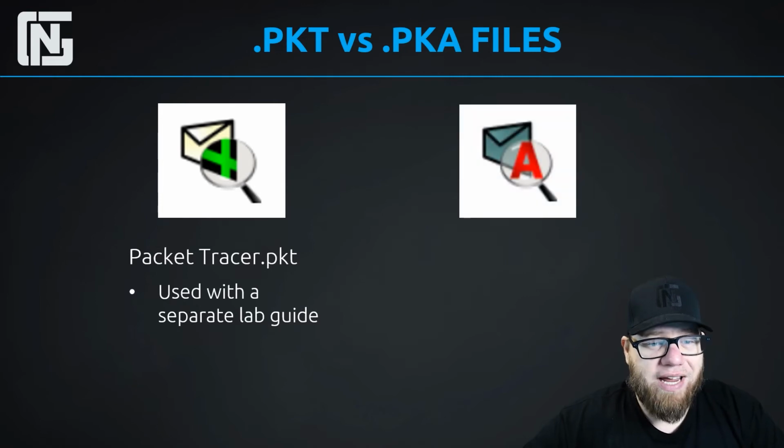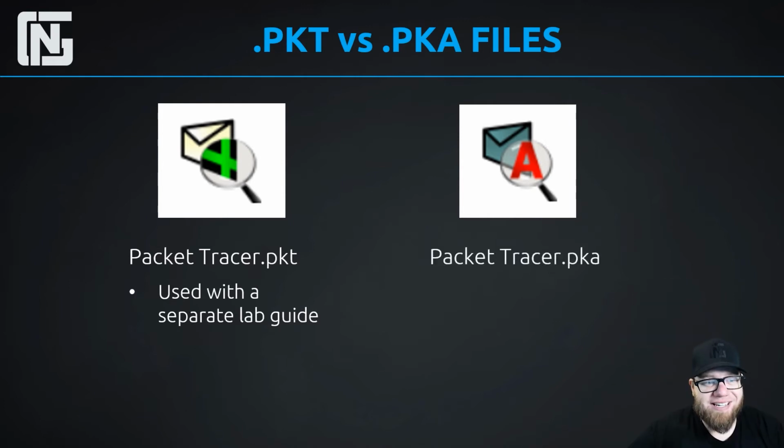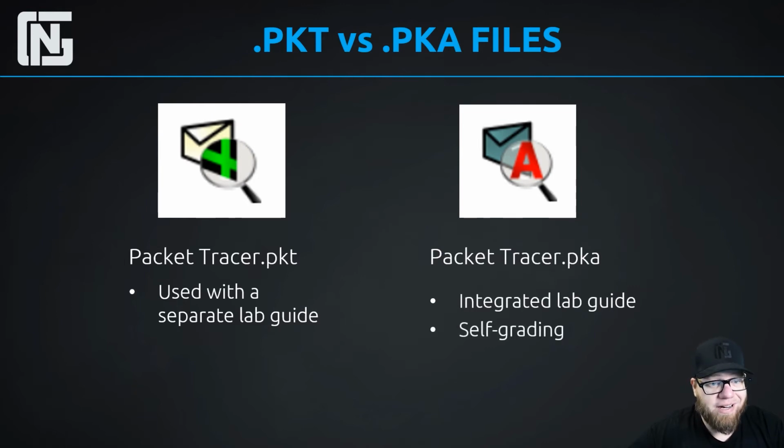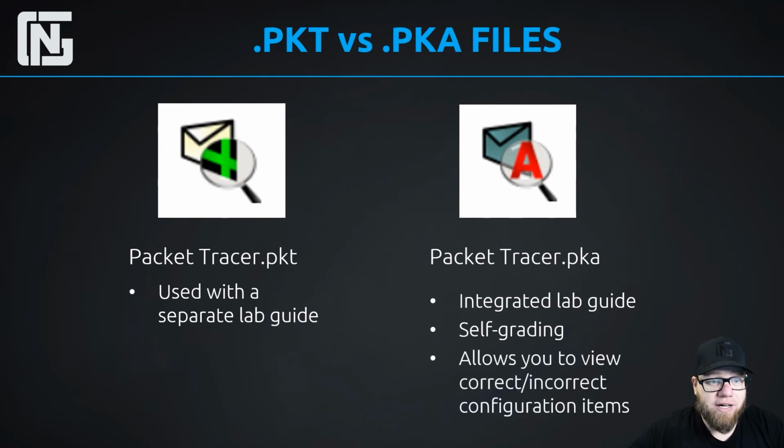PKA files have a gray envelope, but it's got a red A instead of that green T in the bottom corner, identifying the PKA. The difference is that it has an integrated lab guide. When you open up a PKA file, it opens two windows: the normal Packet Tracer window, and a second window that has the instructions, the lab guide itself. PKA files are also self-grading and self-checking, so they will follow the progress as you're configuring the required items and keep track of them in the end. So it allows you to do self-checking.